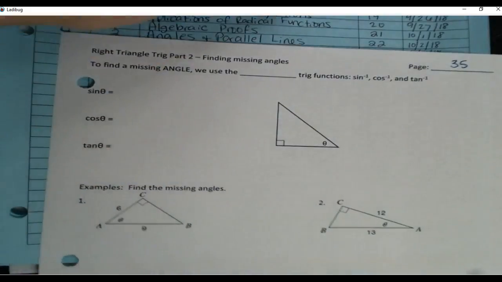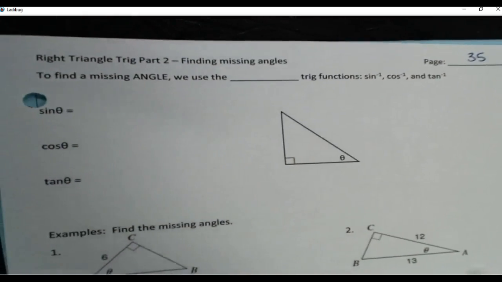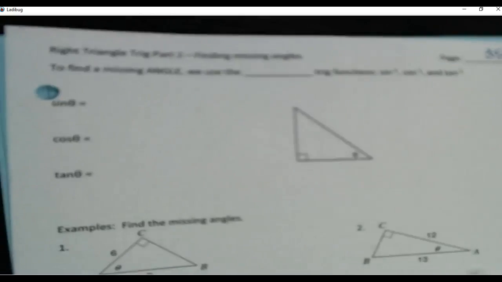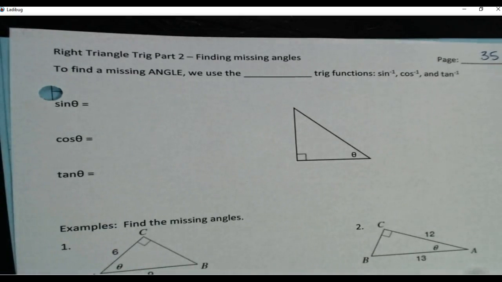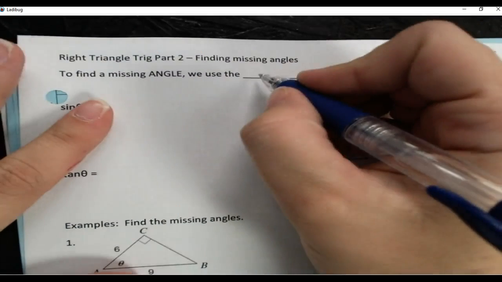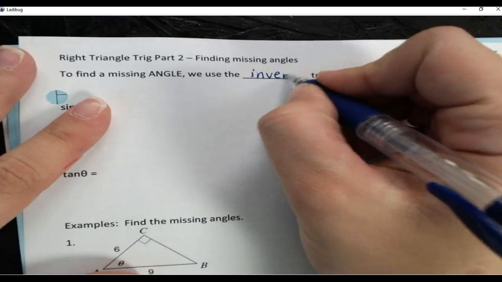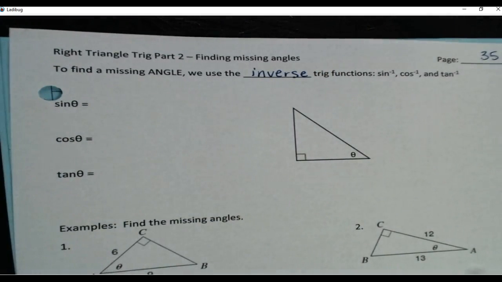So if I have x times 5 and I want to solve for x, how do I get rid of multiplying? You divide. How do I get rid of adding? You subtract. Those things are opposites of each other. They're inverses of each other. So sine, cosine, and tangent also have inverses of each other. To find a missing angle, we use the inverse trig functions.